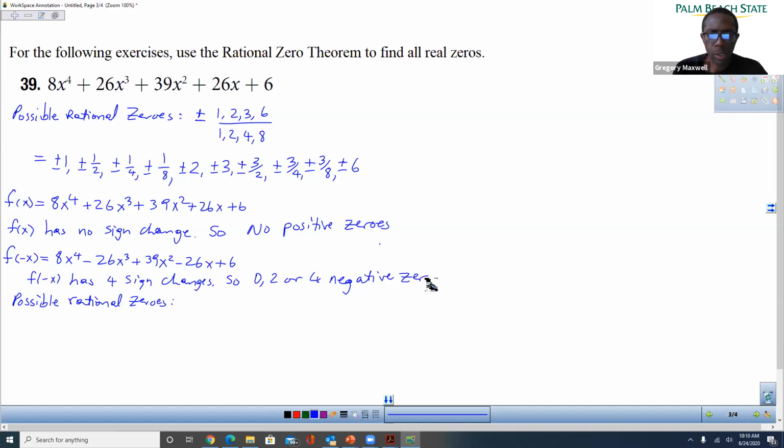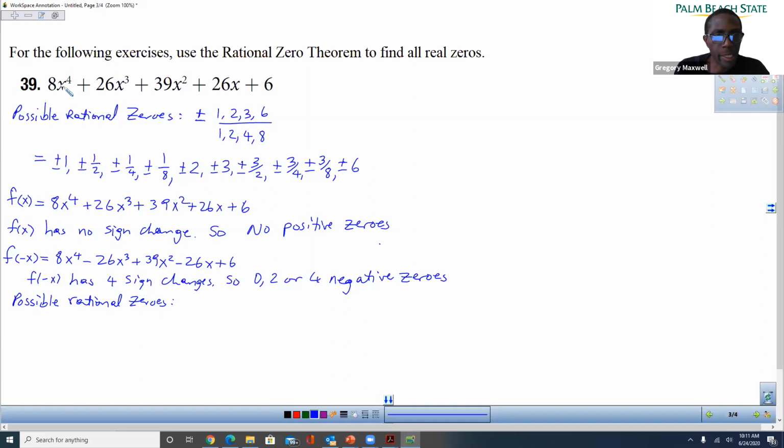All right, let me see what the questions are that are being asked here. Is it plus or is it negative x? It's negative x. So what happens is this, and I see your question, Madison. F of x, I just call this whole expression f of x. There's literally no change in signs. They're all positive terms. Therefore, there are no positive zeros because there's zero sign change.